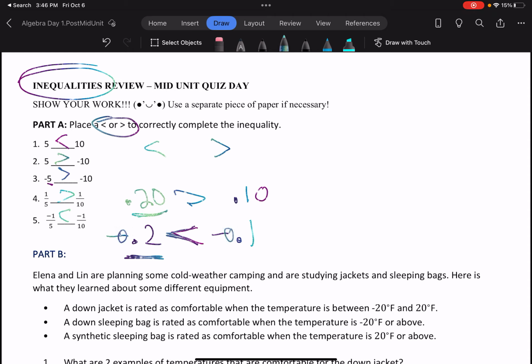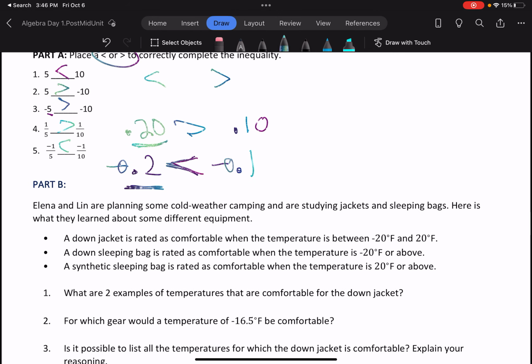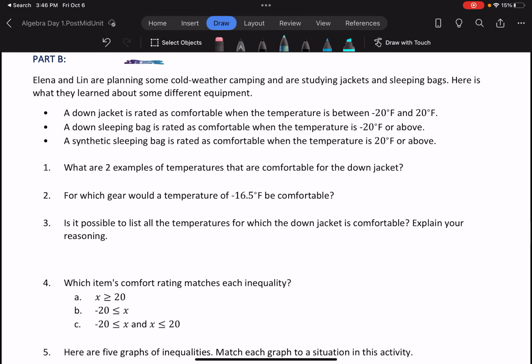Okay? All right. And again, when you're in doubt, draw a number line and see where it is. And if it is further up on the number line, then it's greater. If it's further down on the number line, then it's less than. All right. Part B. So this is some scenarios.